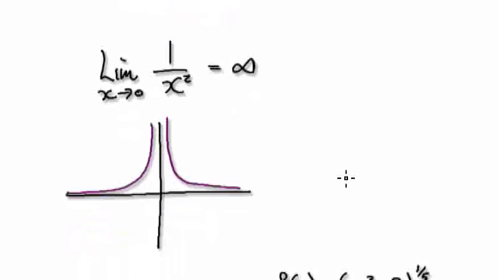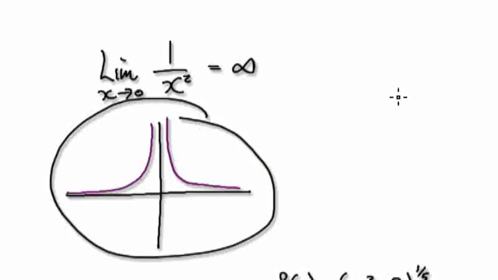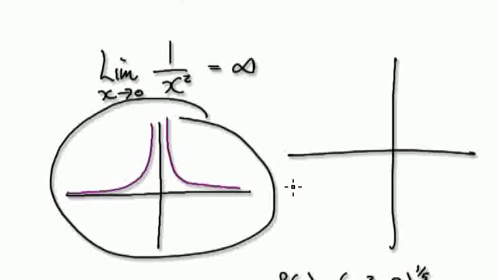If your derivative looks something like this, it means that you're going to have something like this. Hang on, bear with me. You're going to have something like this.